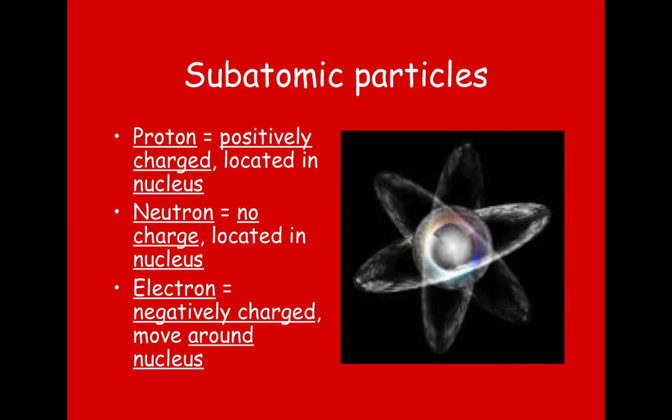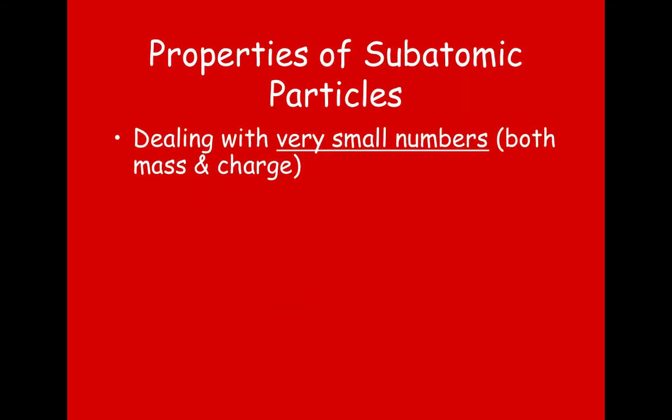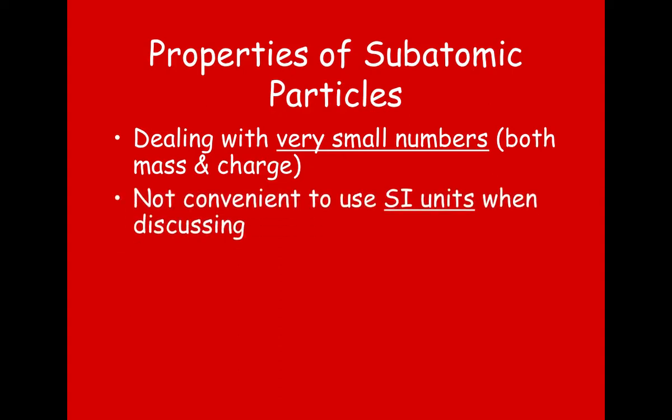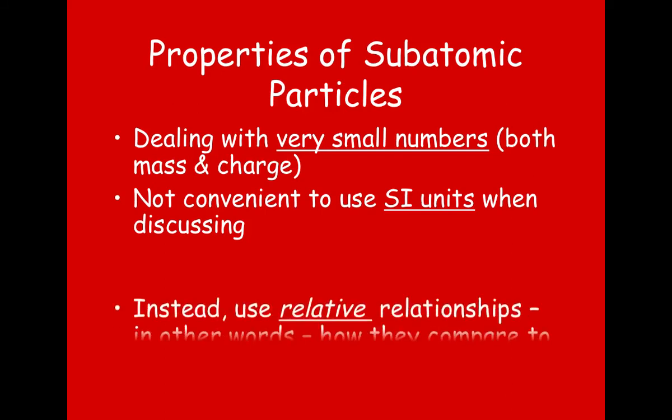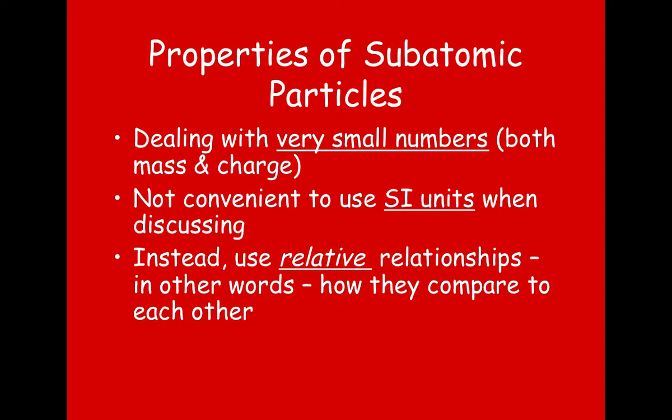Now, we can talk about several properties of subatomic particles that you maybe haven't discussed before, but we need to keep a couple of things in mind. First of all, we are dealing with very small numbers, both when we talk about mass and also when we talk about the electric charge that these have. Therefore, it's not very convenient to use SI units when we are discussing them. Quite honestly, even with scientific notation, it is a little too cumbersome for us to work with. So instead we use their relative relationships, in other words, how they compare to each other, which makes life and the use of these much easier for us as scientists.